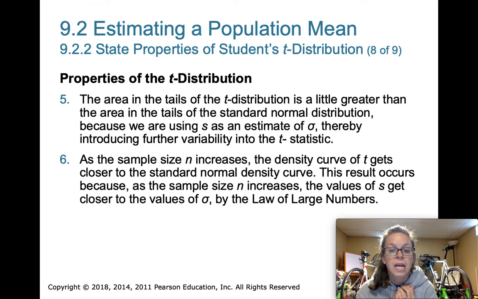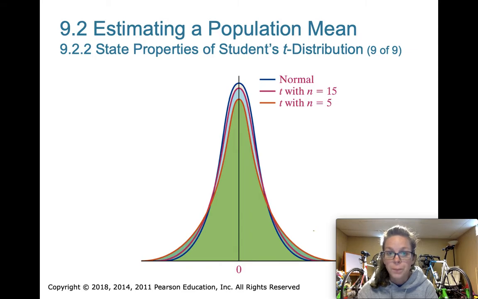So number 5 here, the area in the tails of the t distribution is a little greater than in the tails of the standard normal distribution, because we're using s instead of sigma. So that is a primary difference between the t and the normal, that the tails hold a little bit more of the area. As the sample size n increases, the density curve of t gets closer to the standard normal curve. And that is what we just saw in this picture: as the sample gets larger and larger, the t curve is going to end up becoming more and more like the normal curve.